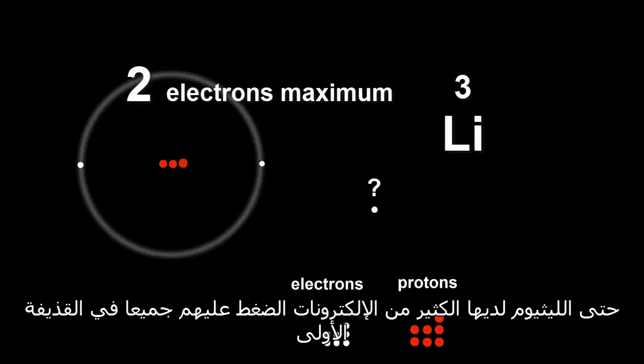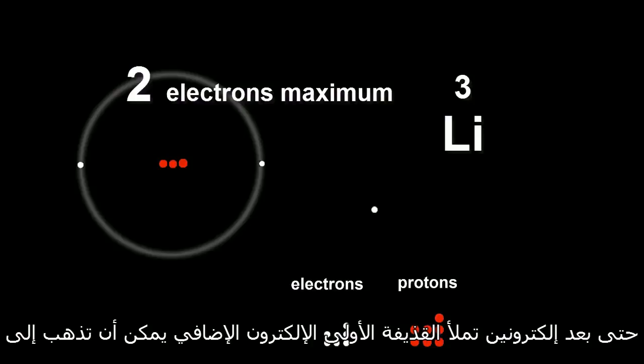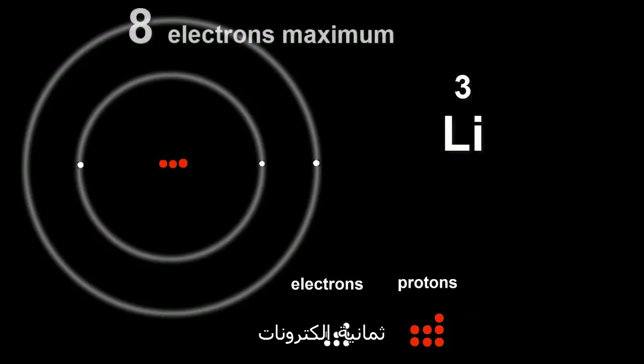So lithium has too many electrons to squeeze them all into the first shell. Luckily, there are plenty of shells available. So after 2 electrons fill the first shell, the extra electron can go into the next shell. This second shell is bigger than the first shell and can take up to 8 electrons.